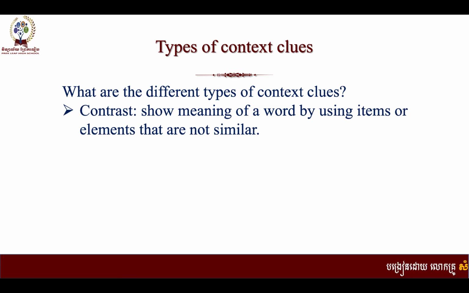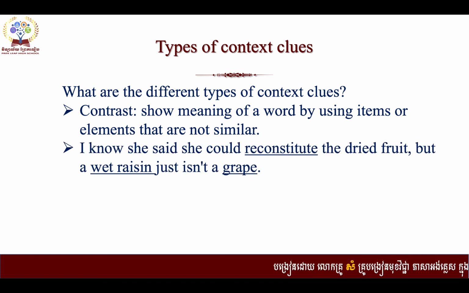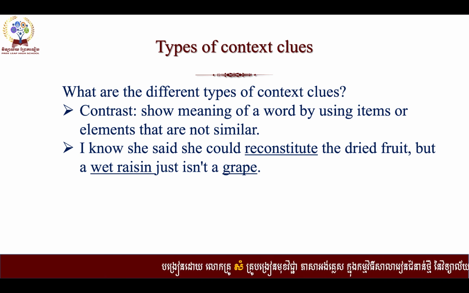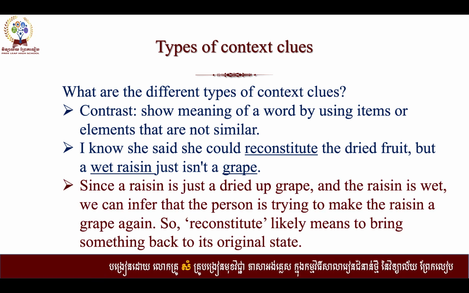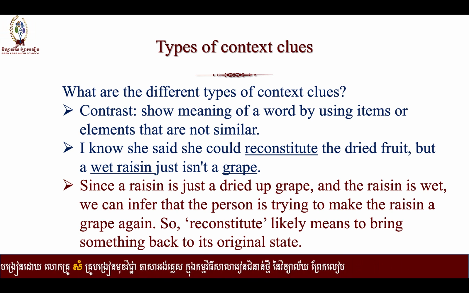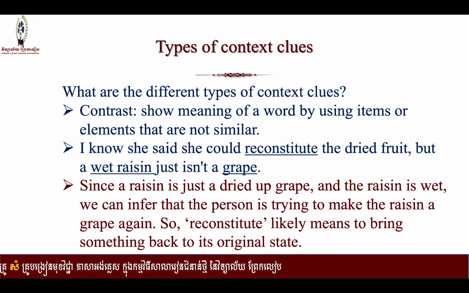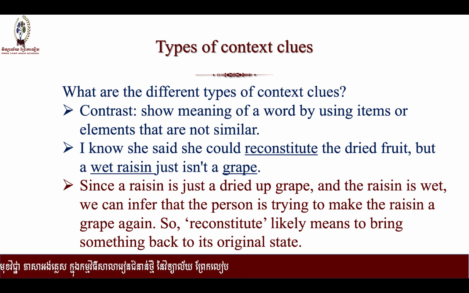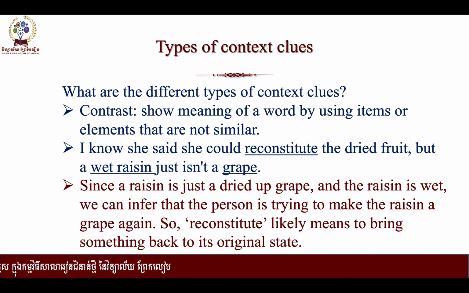Another type of context clue is contrast, so when we show the meaning of a word by using items or elements that are not similar, right? So I know she said she could reconstitute the dried fruit, but a wet raisin just isn't a grape. So here we see that a raisin is just a dried up grape. That's our knowledge, we know that. And the raisin is wet, so we think that this person maybe is trying to make the raisin a grape again by making it wet and giving it water. So we might think that reconstitute means to bring something back to its original state, or to make a raisin a grape again means to make it what it originally was, right?